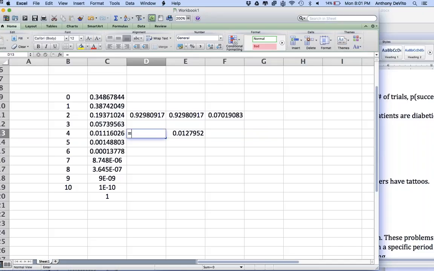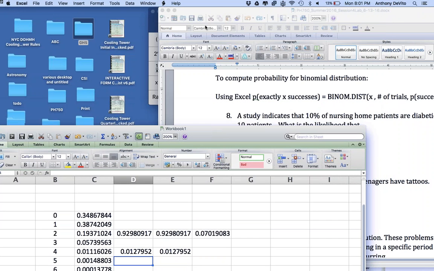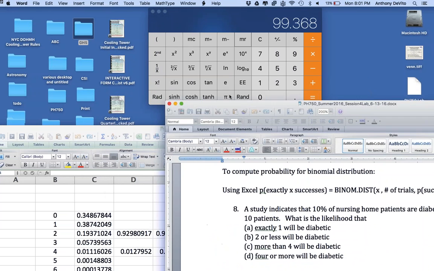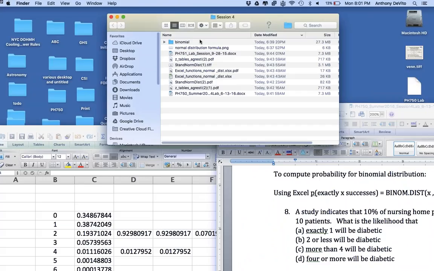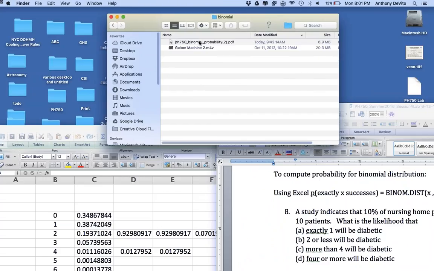Let me see if that's really true. Equals the sum of 4 or more. Whoops. I did it wrong. Sum of these values. There, it comes out to the same thing, right? So it works, genuinely works. I just want to show you another thing. I just want to show you that I didn't make this stuff up, that this stuff really does work. Hang on a second. Okay.